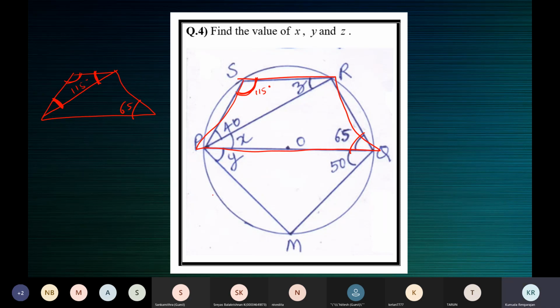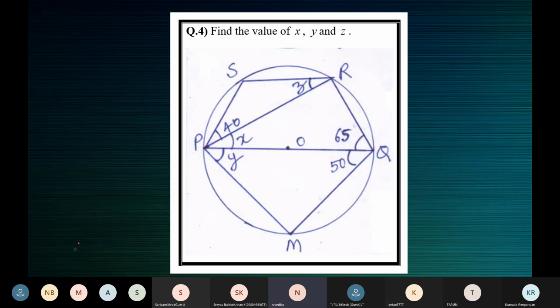So that was Nivedita's idea, right? Yes, ma'am. Class, use this property: opposite angles are supplementary, and find Z. In a cyclic quadrilateral, opposite angles are supplementary. Use this property and find Z. Ma'am, can't understand your question, ma'am. In a cyclic quadrilateral, opposite angles are supplementary. Use this property to find Z.